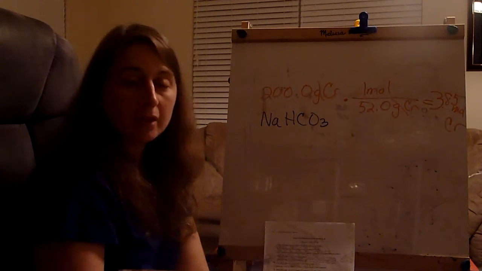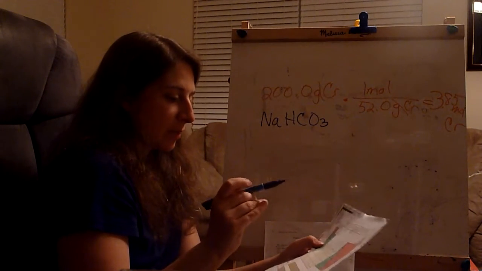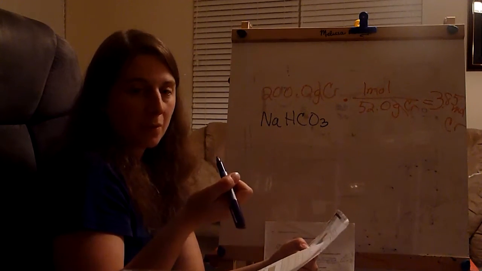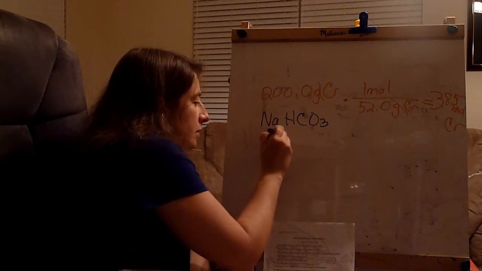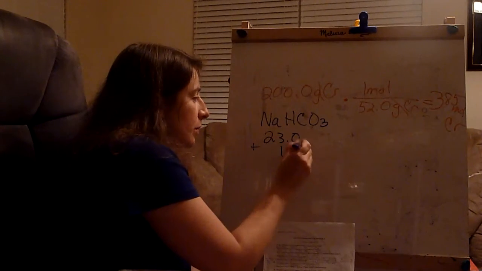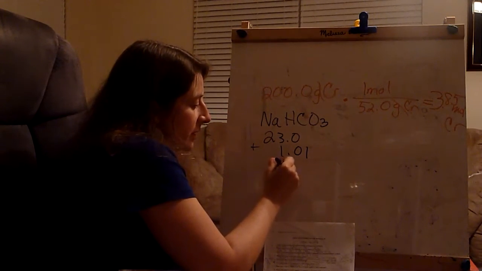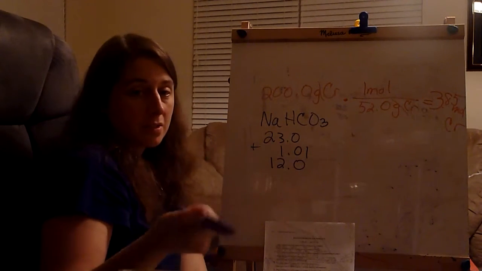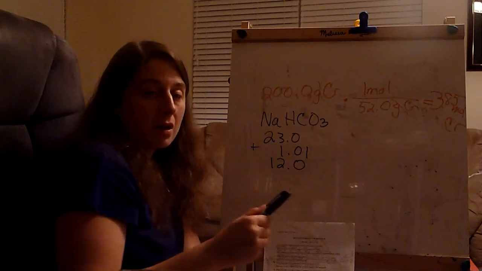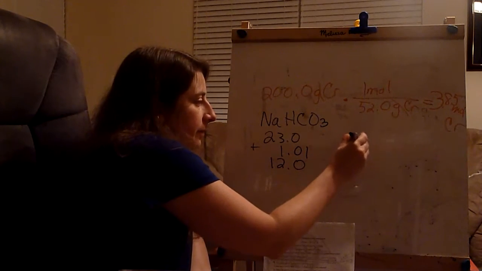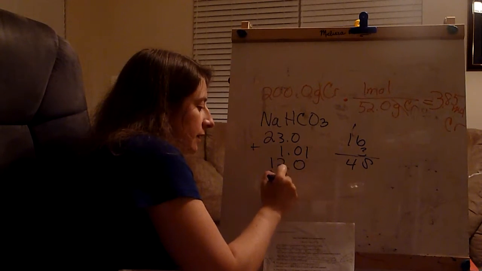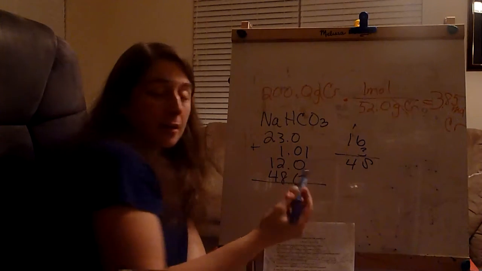Sodium hydrogen carbonate. Then I'll look at the periodic table. Sodium has a molar mass of 23.0 grams per mole. So 23.0. Hydrogen has a molar mass of 1.01. Carbon has a molar mass of 12.0. Oxygen has a molar mass of 16.0. But I know I have 3 oxygens. 3 times 16, 48. And I add them up.